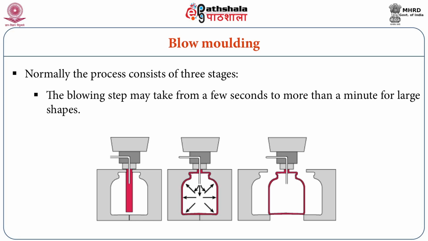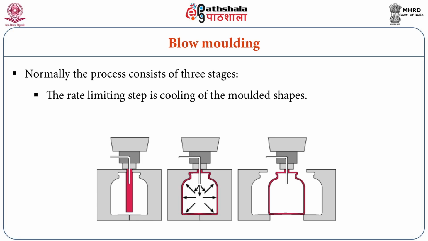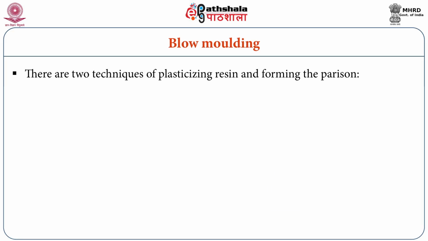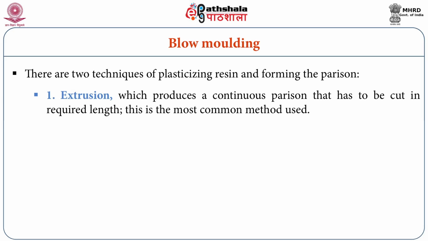The blowing step may take from a few seconds to more than a minute for large shapes. The rate limiting step is cooling of the molded shapes. There are two techniques for plasticizing resin and forming parison: extrusion, which produces a continuous parison that has to be cut into required length. This is the most common method used.